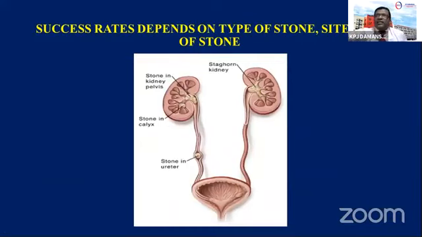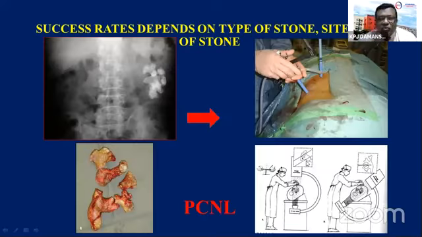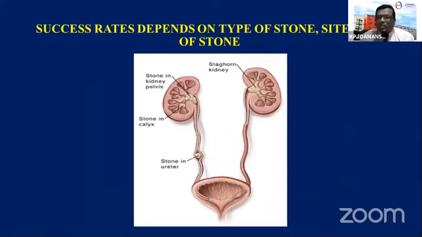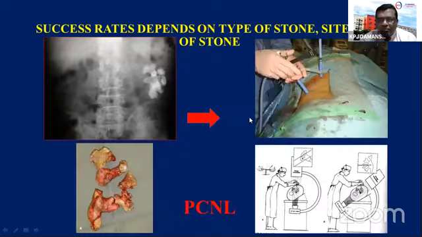Now the success rate depends on the type of stone, the site of the stone, and many other factors. It depends on whether the stone is in the kidney or in the ureter, and on how big the stone is. I'll give you an example of how this can be done.